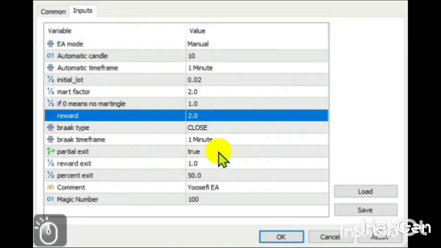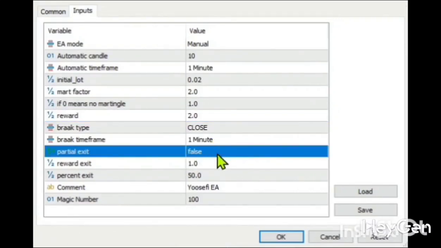Here, I want the partial exit to be false. When I double tap, it changes to false. Reward exit. This is set to 50%.